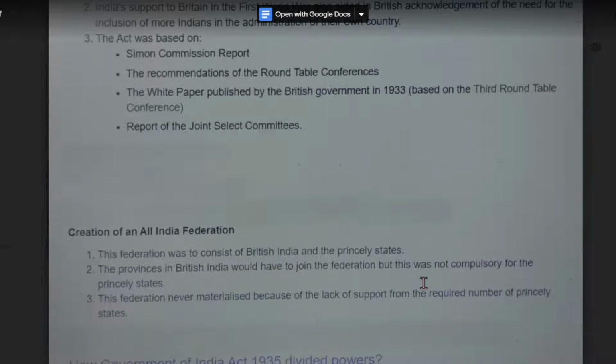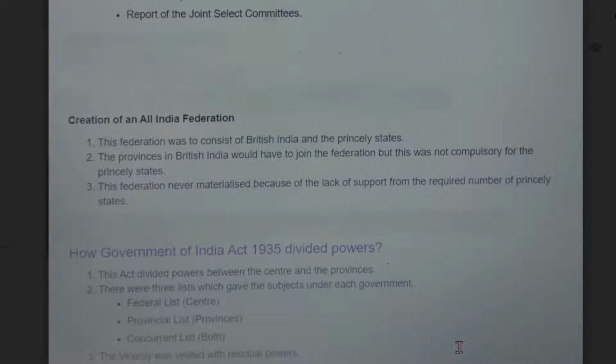Also, the creation of an All India Federation took place. This federation consisted of British India and princely states. The provinces in British India would have to join the federation, but this was not compulsory for the princely states. This federation never materialized because of the lack of support from the required number of princely states.